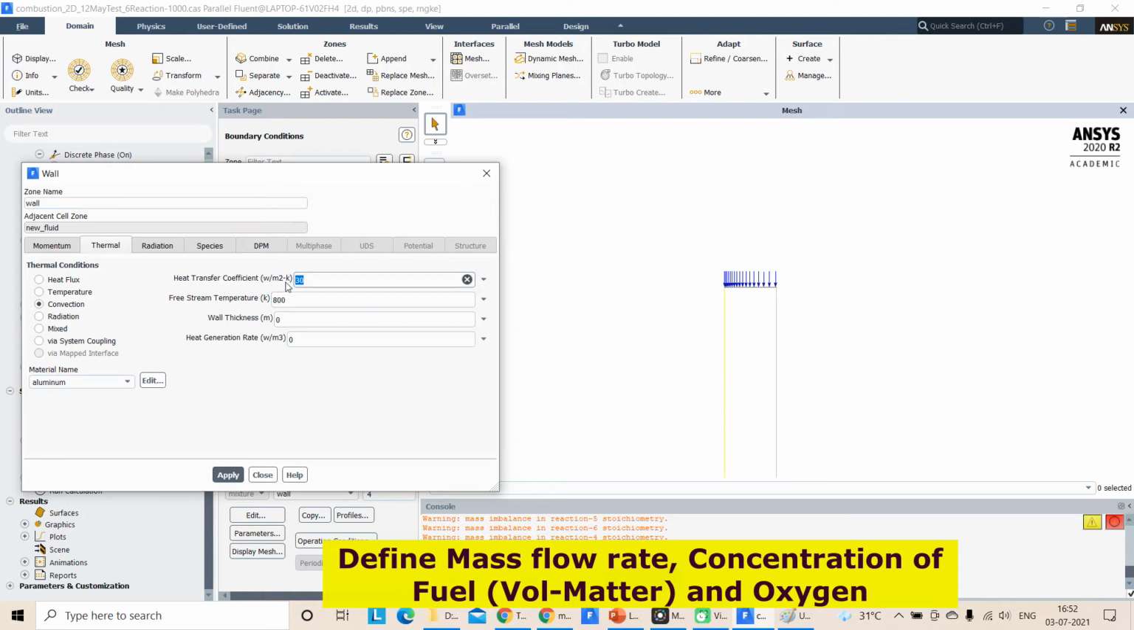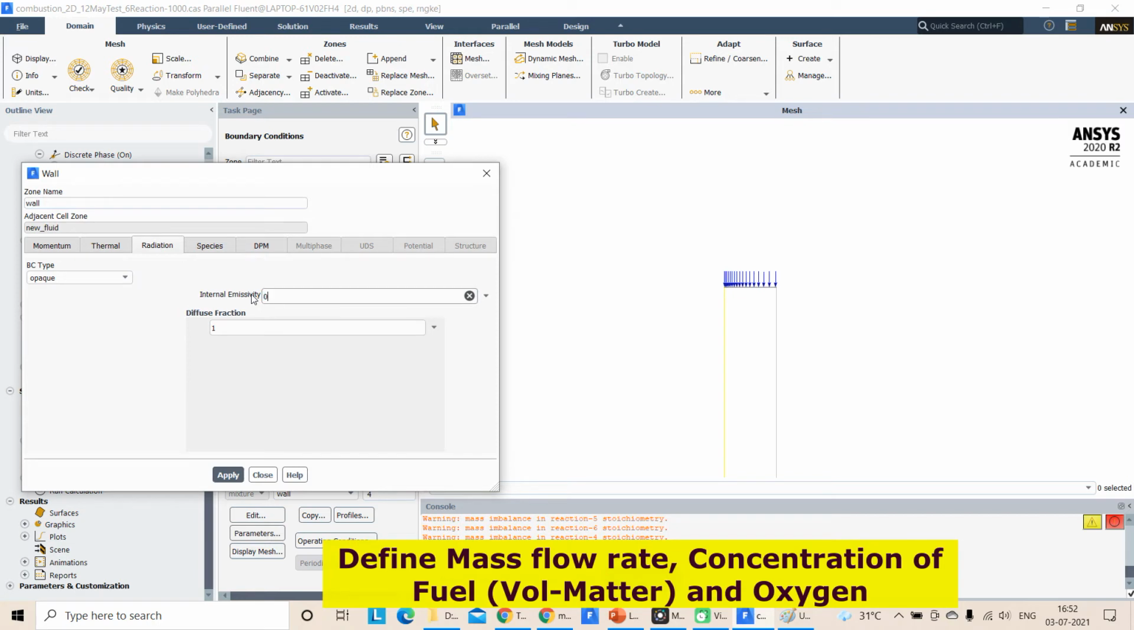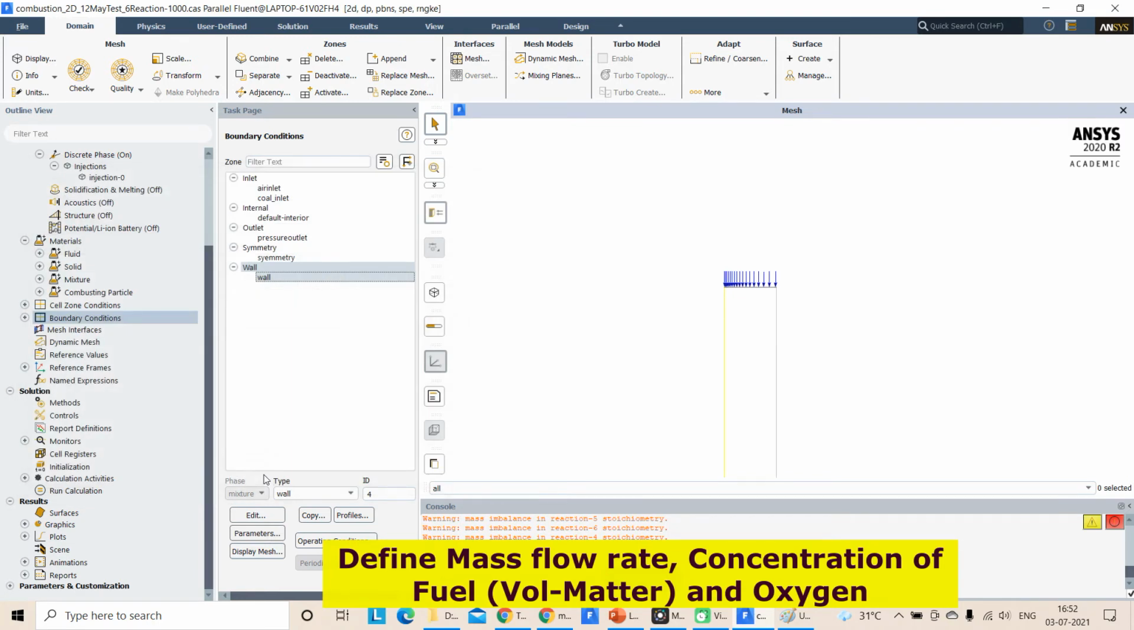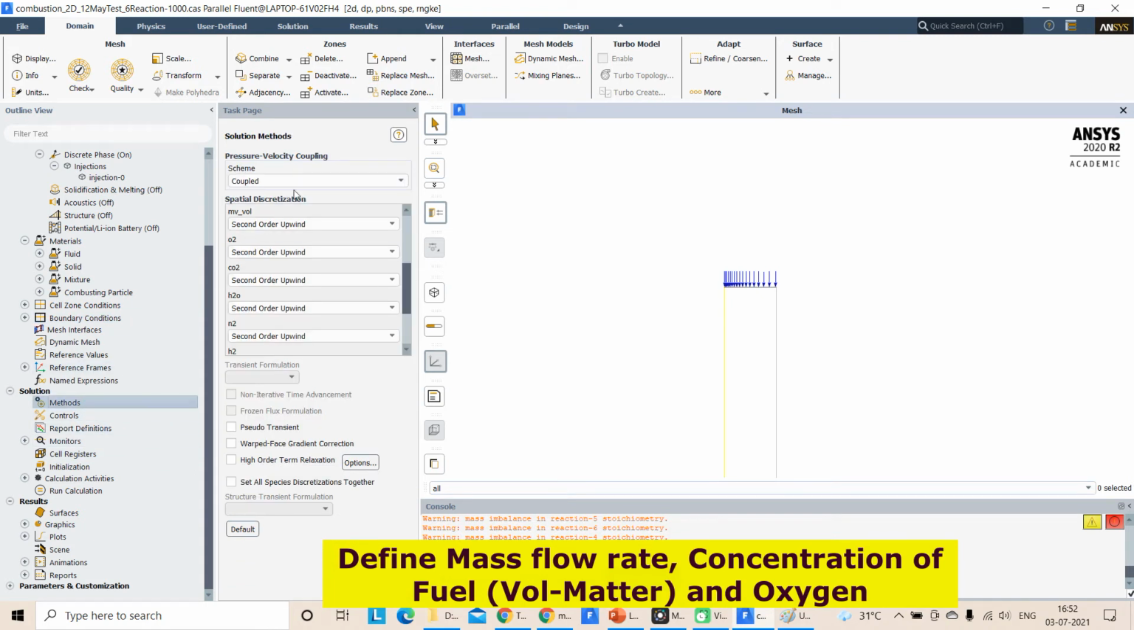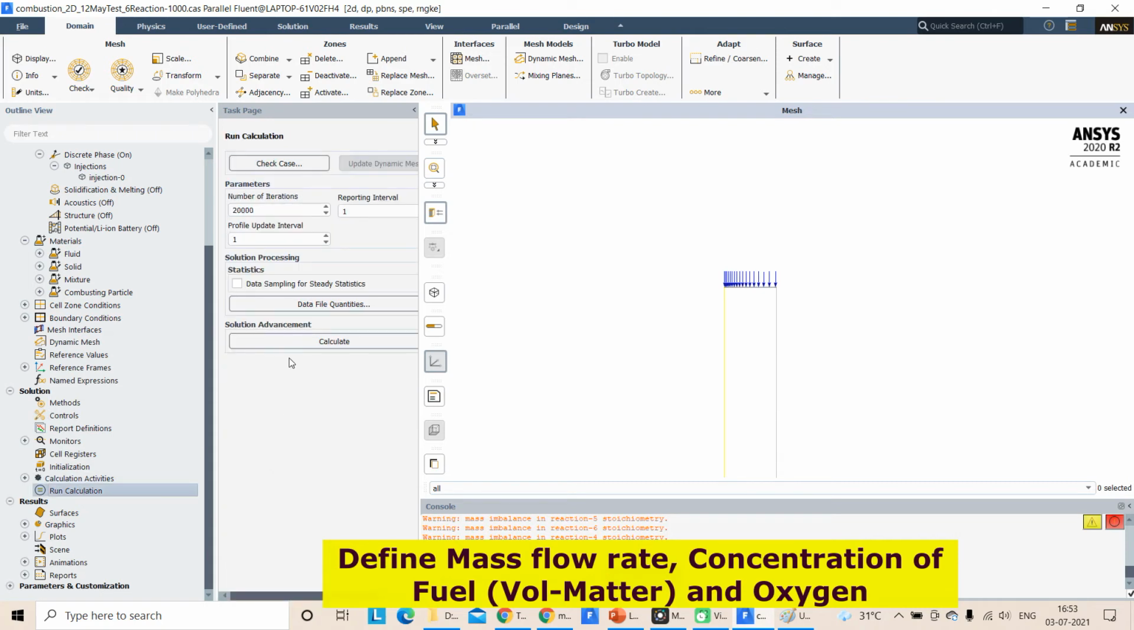For the heat transfer wall we can decide the emissivity. We can define 0.6, 0.8. Then, after the setting is over, you have to give the second order option for the species, because here the species transport equations are being solved, and after that we have to run it.